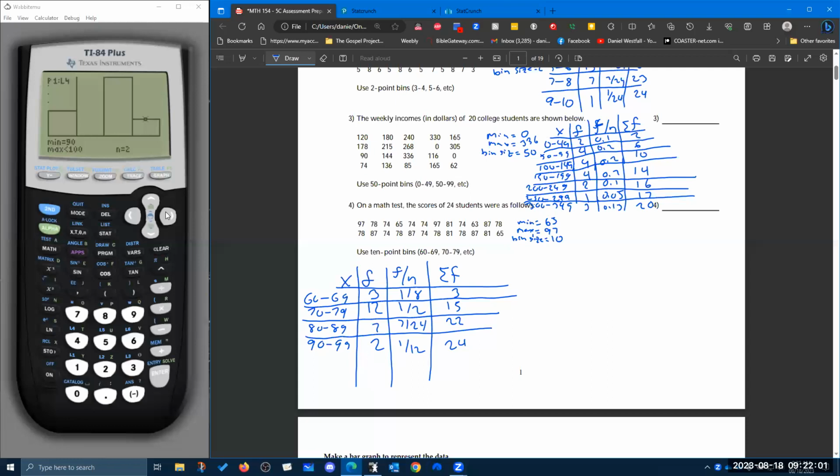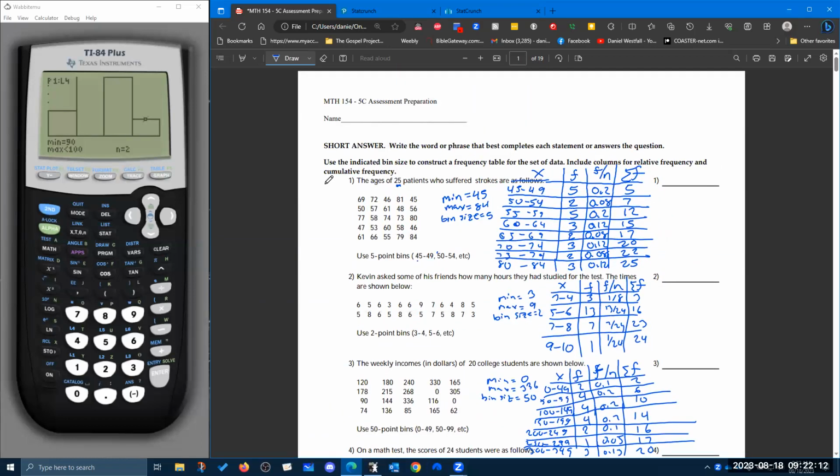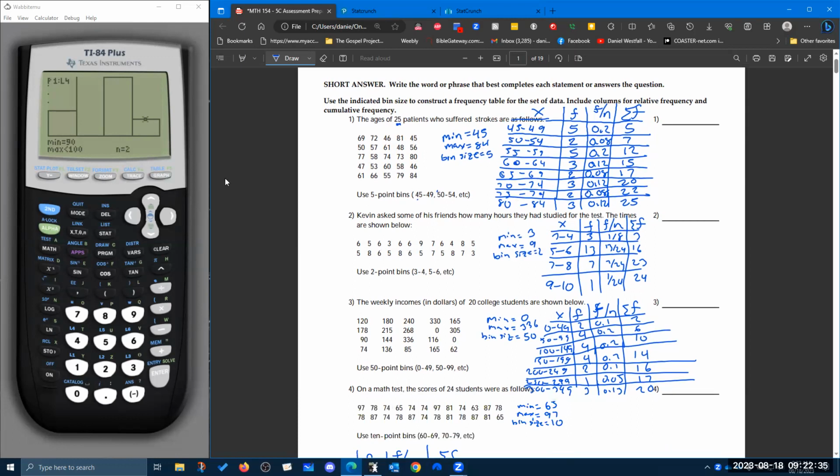The only difference with how I did it with the calculator and doing it by hand, since I did most of this by hand, is that by hand you'd actually have to manually sort them. You might even want to make a stem leaf plot to help you sort them. And then you would have to manually count and cross off from the list the ones that are in each group. So the calculator just helped you a little bit in getting your bins and counting how many were in each bin.